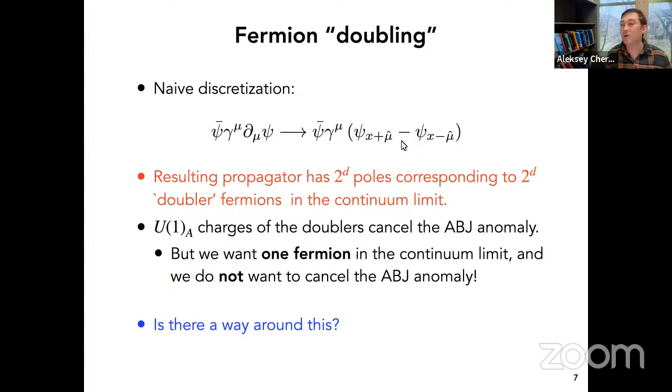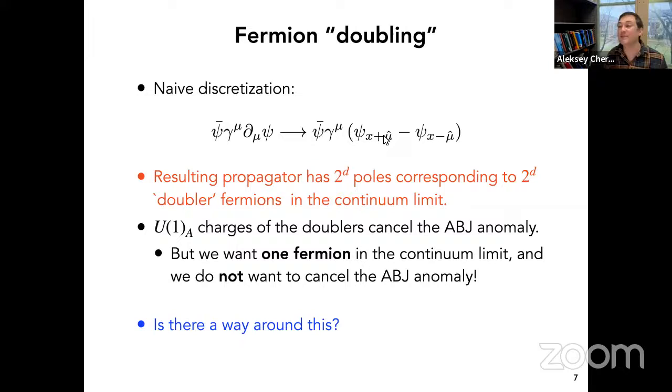Moreover, if you're careful and calculate the U1A charges, the axial charges of the doublers, they are such that the ABJ anomaly actually cancels between the contributions of these different fermions from this lattice discretization. And this is bad because, starting on this side, we want one fermion in the continuum limit. And when we couple this to a gauge field, we want the ABJ anomaly. The ABJ anomaly is physical. You don't want to get rid of it. So the fact that this thing gets rid of it is bad. And of course, this was discovered in pretty much the very first paper on the subject.